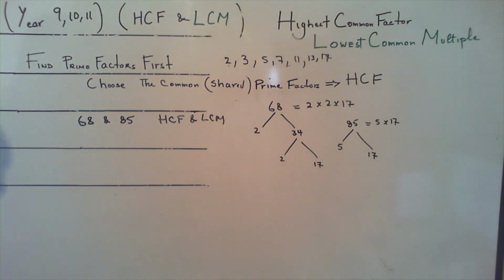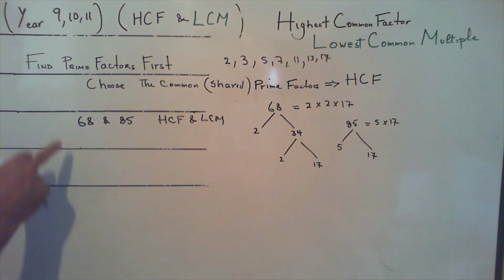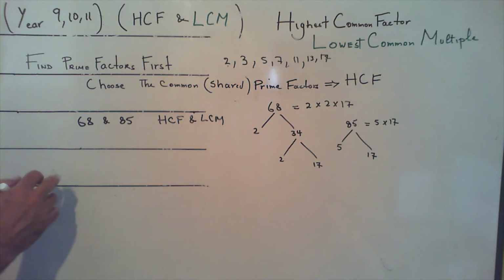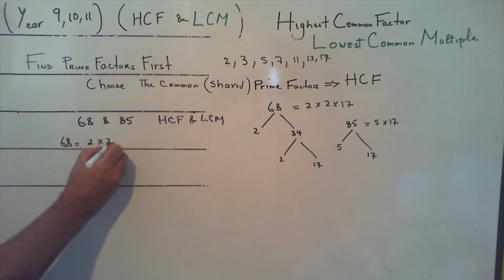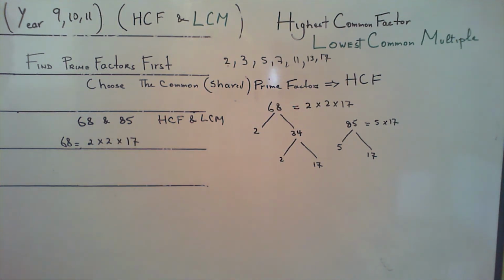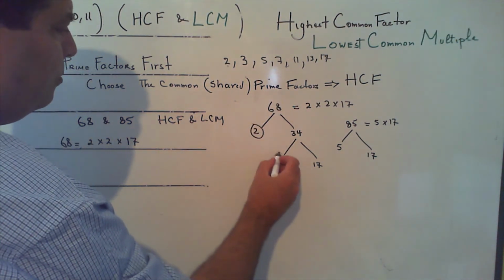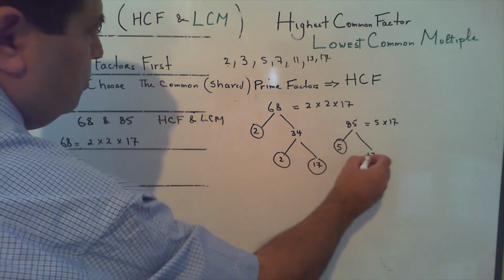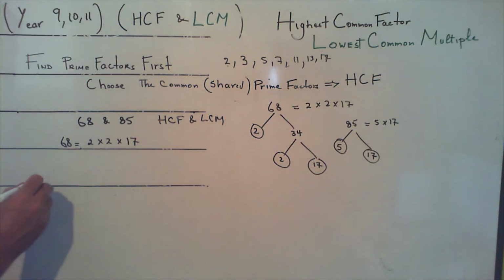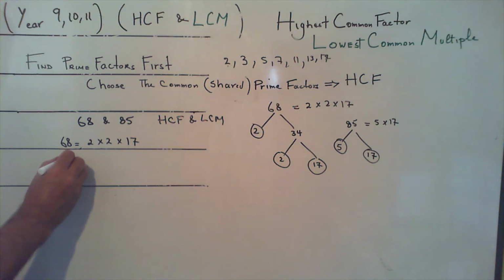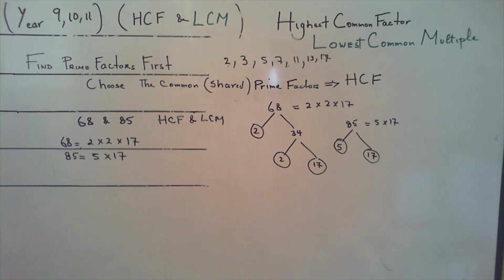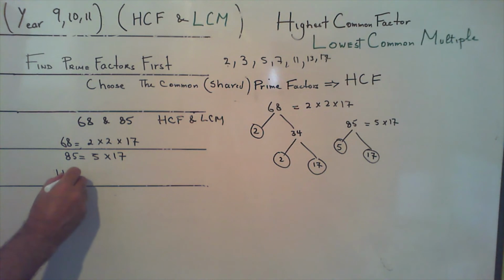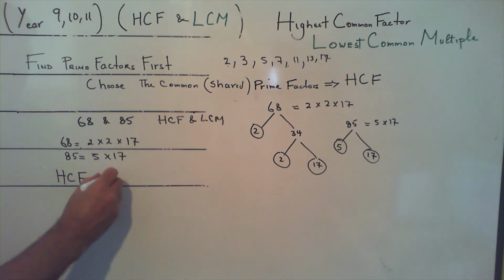Okay, and what do we do next? We write them underneath each other, please. So we write 68 equals 2 times 17. These are all prime numbers, right? And also I'm going to write that 85 equals 5 times 17. Because this one is very easy to see. HCF is what is common between them. It has to be 17, correct?